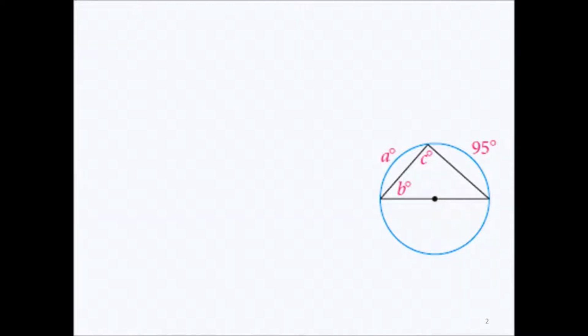Therefore, if you look at arc A and the other arc, which measures 95, those two arcs together add up to 180 degrees. Therefore, to find the measurement of arc A, you would subtract 95 from 180. So 180 minus 95 is equal to 85.